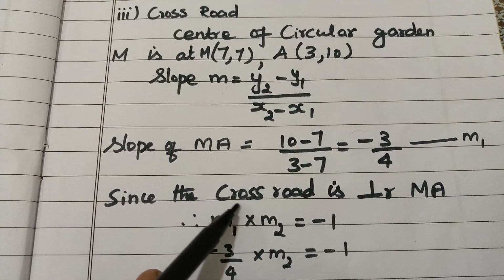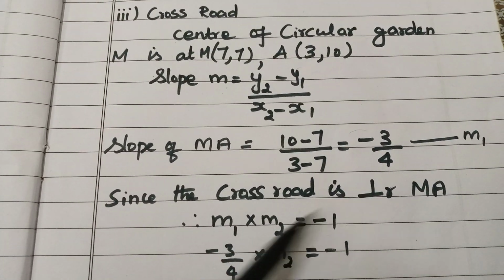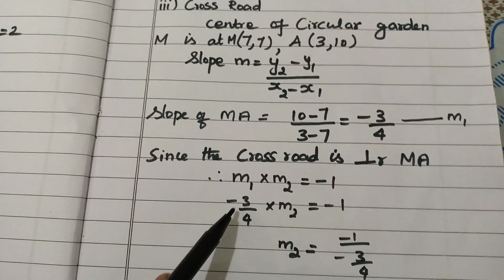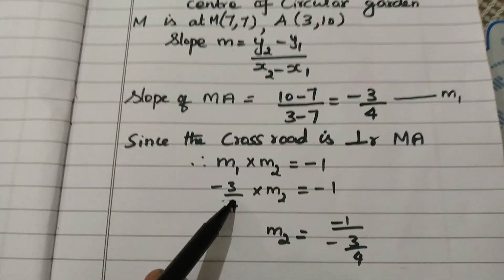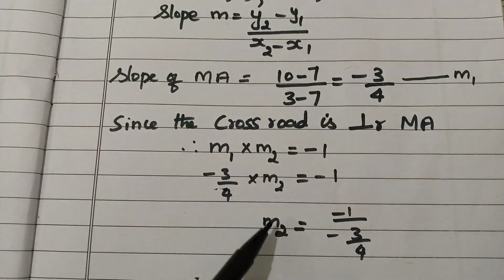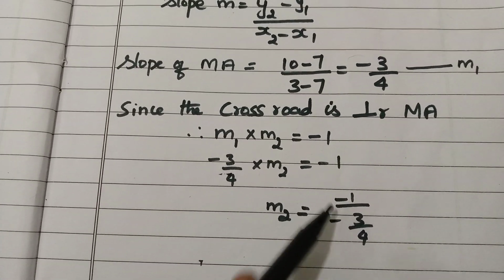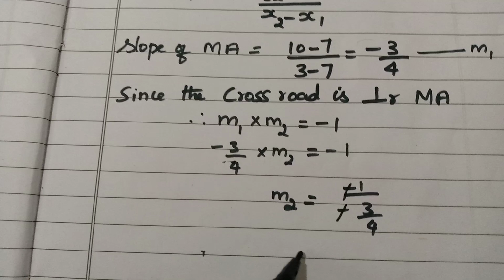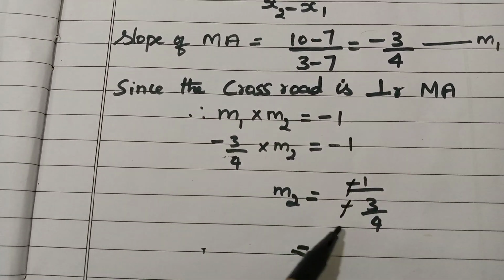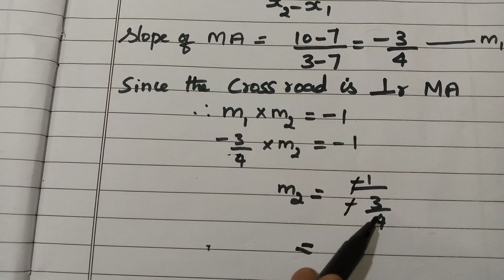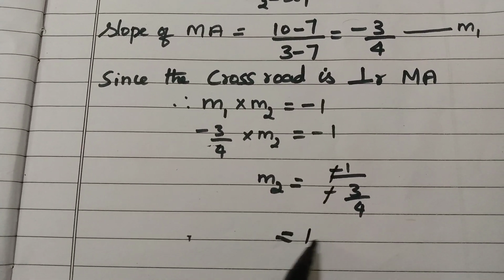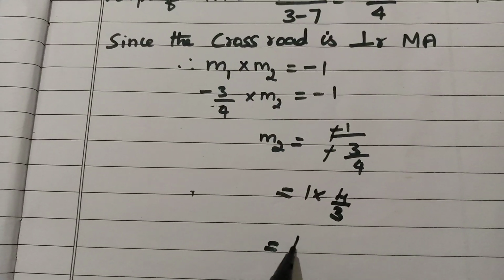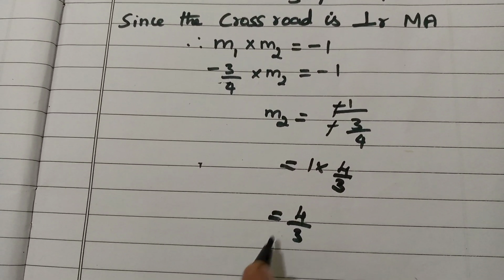Since the crossroad is perpendicular to MA, and we know that for perpendicular lines M1 into M2 is equal to -1, here M1 is minus 3 by 4 into M2 is equal to -1. So M2 is equal to -1 divided by minus 3 by 4. The minus signs cancel, and taking the denominator to the numerator, that is the reciprocal, we get 1 into 4 by 3, which is 4 by 3. Therefore M2 is equal to 4 by 3.